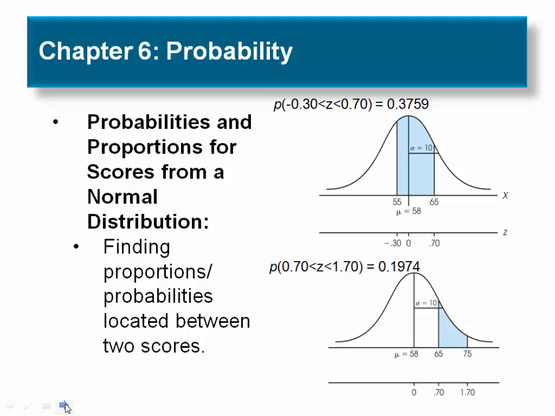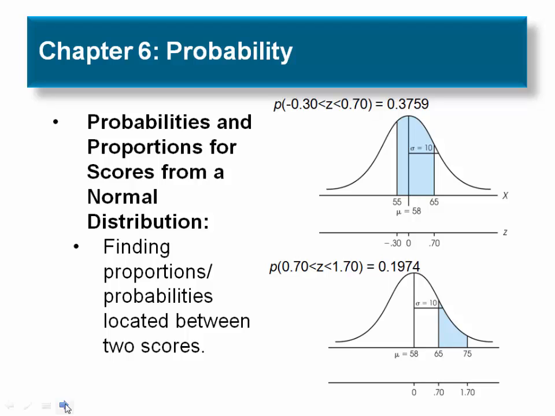The next example demonstrates the process of finding the probability of selecting a score that is located between two specific values. Although these problems can be solved using the proportions in columns B and C, the body and the tail, they are often easier to solve with the proportions listed in column D. For the graph on the top, the task is to find the proportion of scores between a raw score of 55 and a raw score of 65.